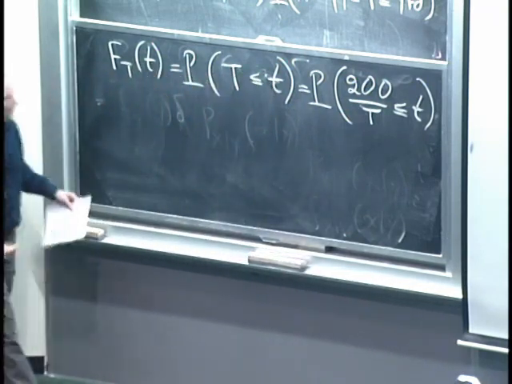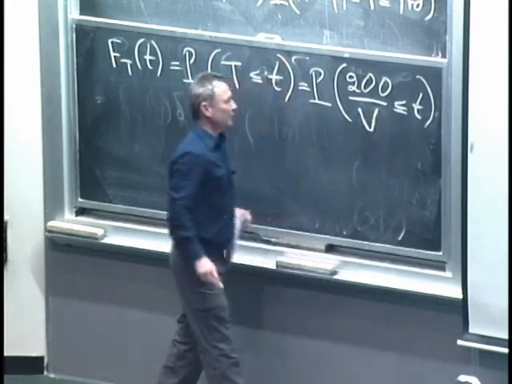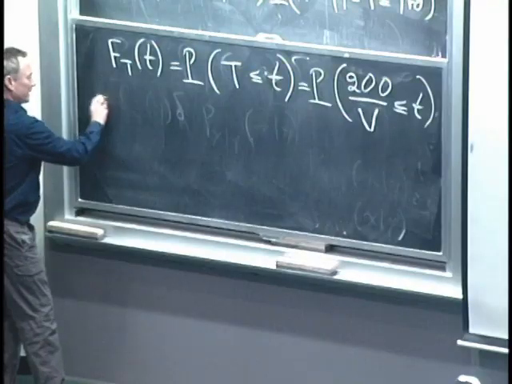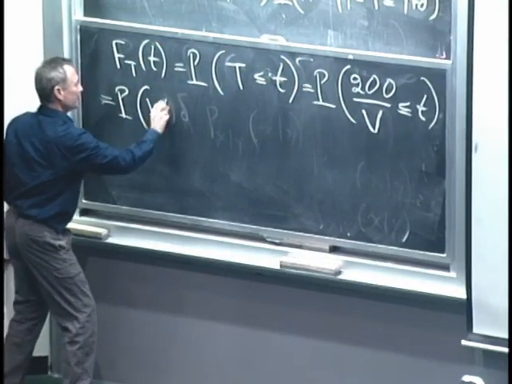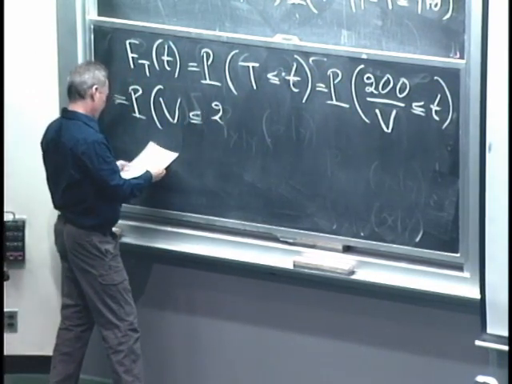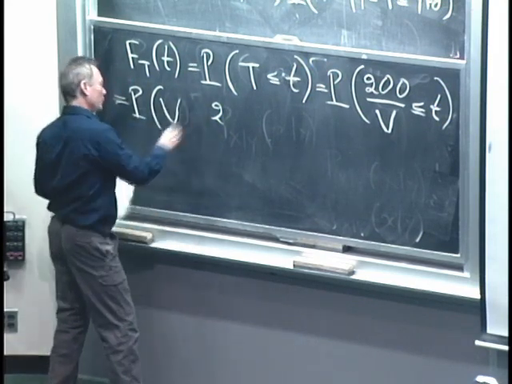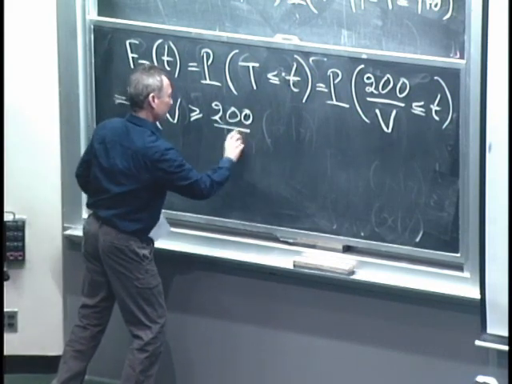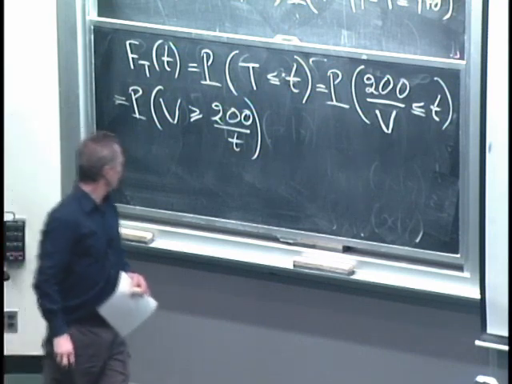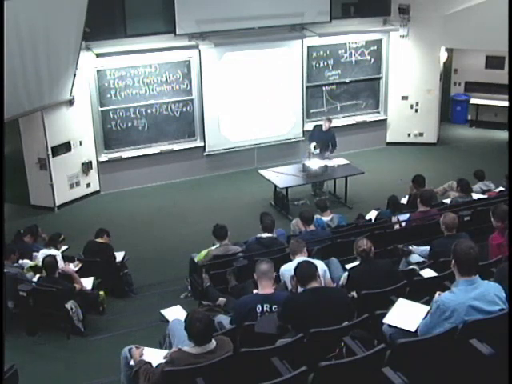All right. So we have the distribution of V. So now let's calculate this quantity. Okay, let's massage this event and rewrite it as probability that V is larger than or equal to 200 over T. Okay. So what is this going to be?